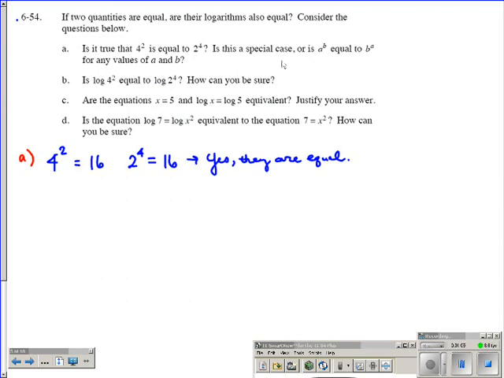The second part, though, says, is that a special case, or can we maybe come up with something else here that doesn't follow the same pattern? So let's try something like 5 squared. Well, 5 squared and our 2 to the 5th, are they going to work? Well, 5 squared is 25. 2 to the 5th is 32. Obviously, because this isn't going to follow that same pattern, what we have above here is just a special case.